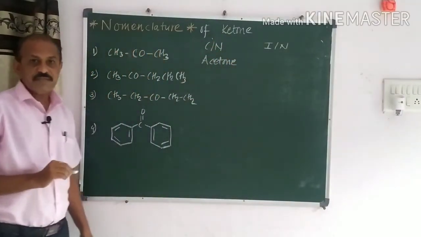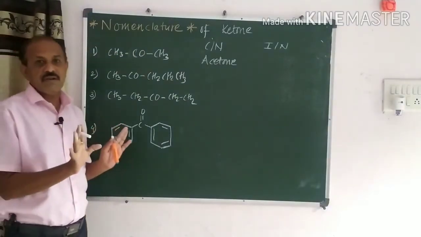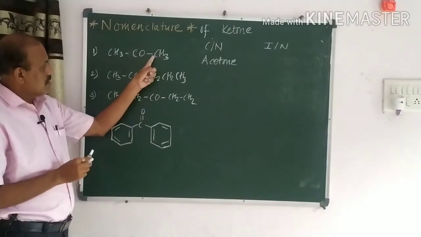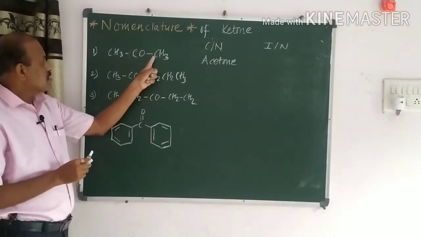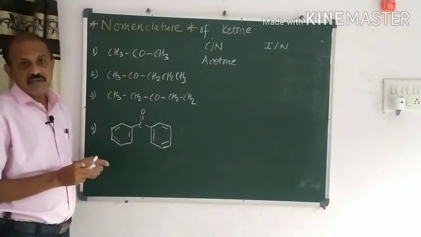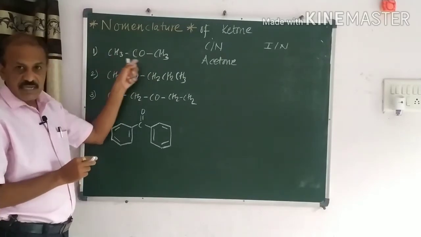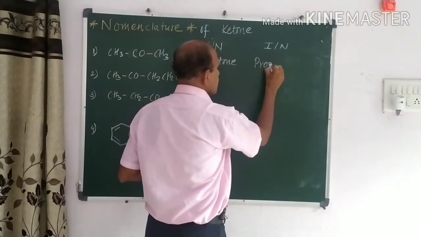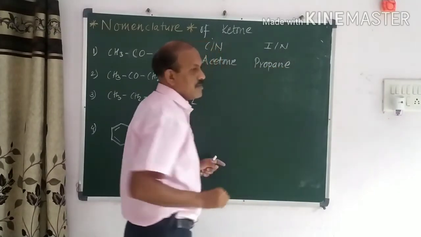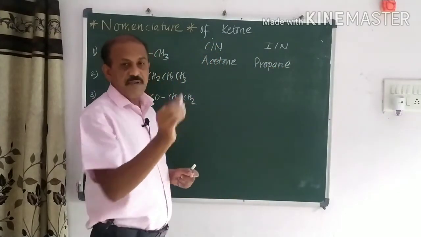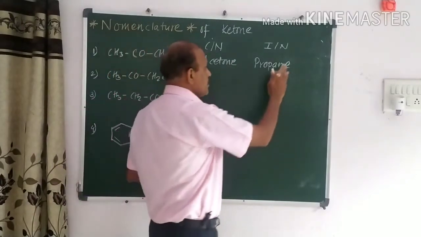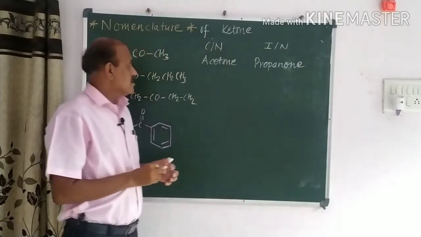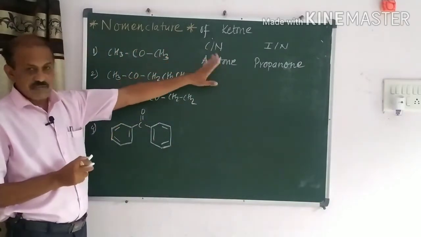Now how is the IUPAC name given? Only one rule is present here. While giving the IUPAC name, first we have to observe the corresponding alkane. The corresponding alkane of this is propane. From this, propane is replaced by ONE, that is propanone. So in this way the IUPAC name of the ketone is to be given.